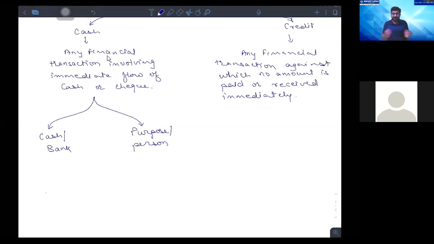अब ये मैंने क्यों डिवाइड किया, क्योंकि इस बेसिस पे हमको अकाउंट आइडेंटिफाई करना बहुत ज्यादा आसान हो जाता है. When you're dividing the transaction into cash and credit transaction, पहले आपको एनालाइज करना है कि ये कैश ट्रांजैक्शन या क्रेडिट ट्रांजैक्शन। अगर ये कैश ट्रांजैक्शन है तो एक साइड, एक इफेक्ट हमेशा इस ट्रांजैक्शन का कैश या बैंक होगा, और उसके अलावा जो दूसरा इफेक्ट आने वाला है, that second effect will be either a person or the purpose for which you have entered into the transaction.